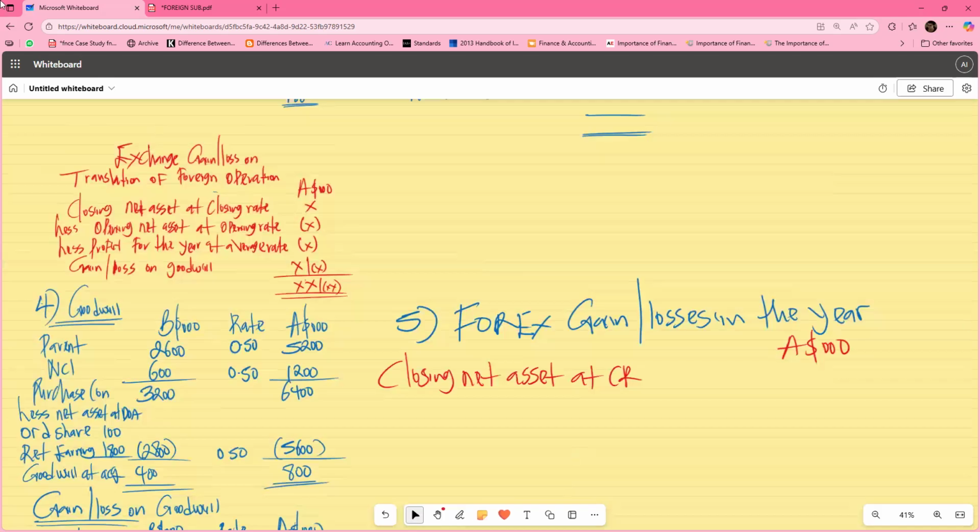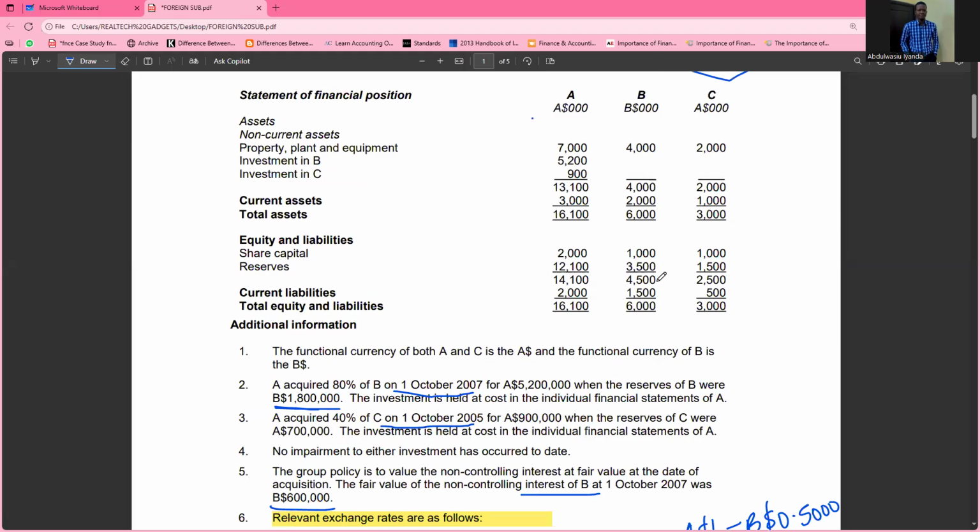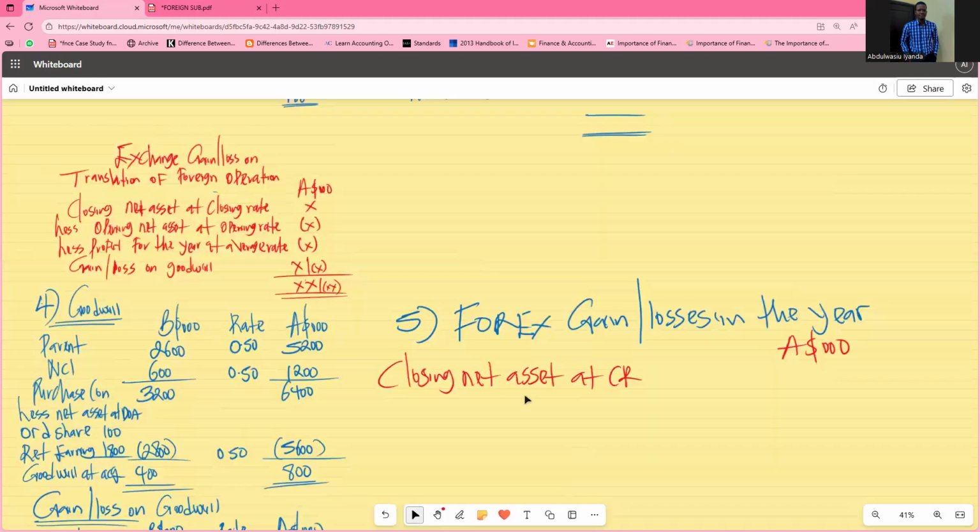So you need to go back to the question and check what is my closing net asset. My closing net asset is 45. You can see 1,000 plus 35, 1,000 plus 35. So the closing net asset at closing rate is 45.